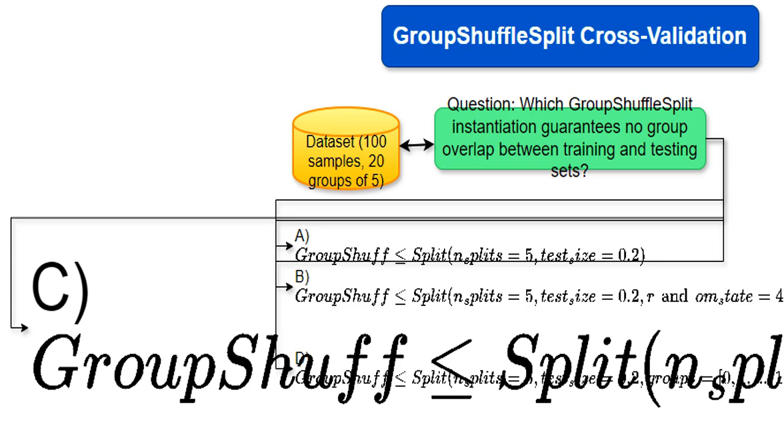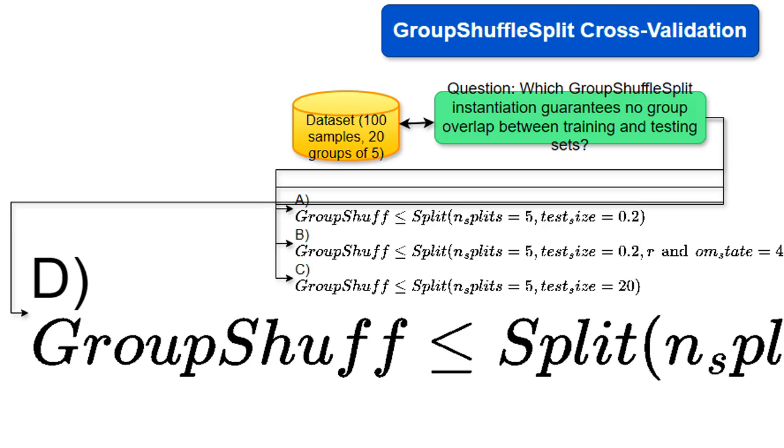Here, the test_size is set to 20, meaning 20 samples will be in the test set for each fold. It still lacks the crucial groups parameter to enforce group-based splitting. The algorithm will still perform a random split ignoring the group structure.